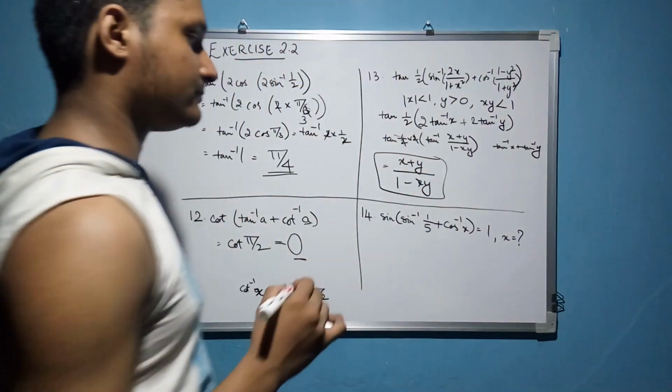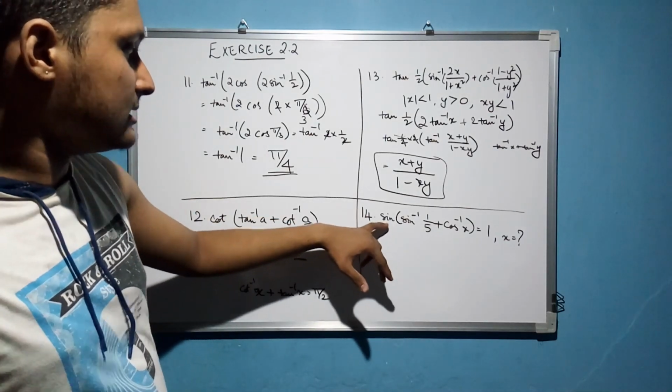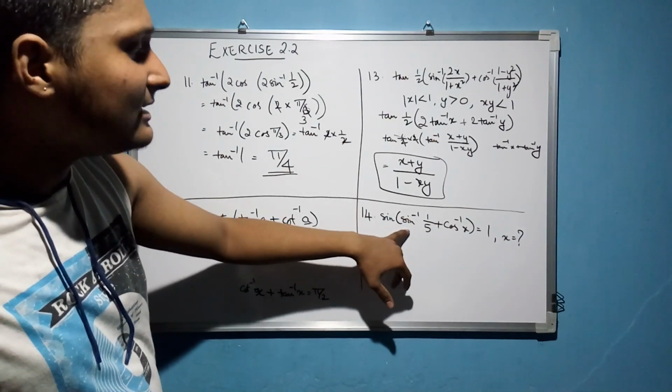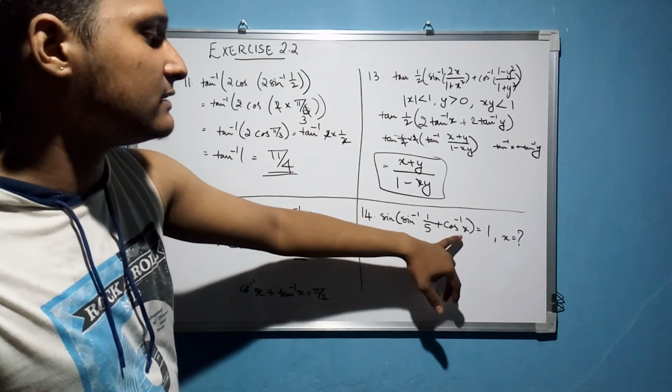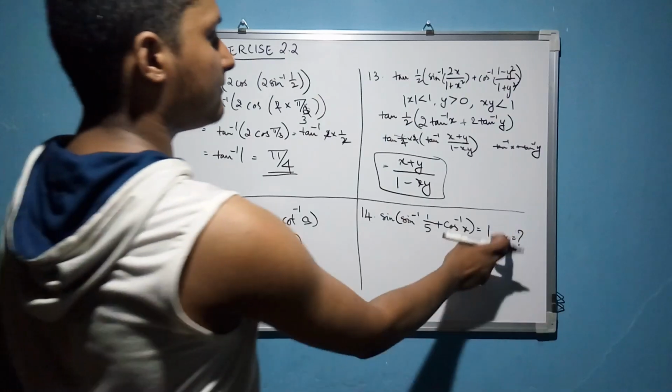It is the simplified form. Okay, the 14th question given here is the statement sin inverse 1 by 5 plus cos inverse x is equal to 1. You are asked to find the value of x.